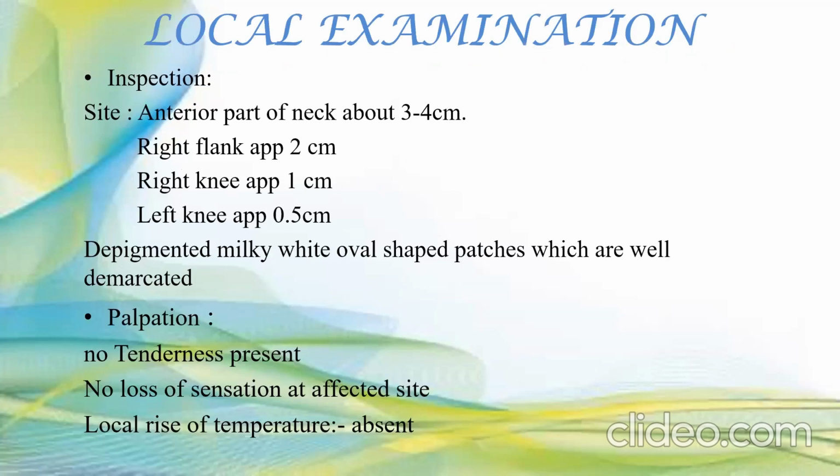Inspection of the skin: site is the anterior part of the neck, about a 3 to 4 centimeter patch; right flank, approximately 2 centimeter; right knee, approximately 1 centimeter; and left knee, approximately 0.5 centimeter. Depigmented, milky white, oval shaped patches, which are well demarcated.